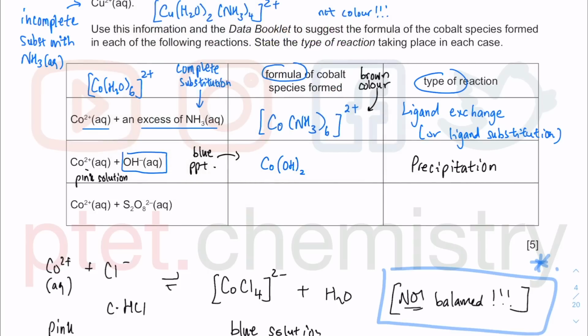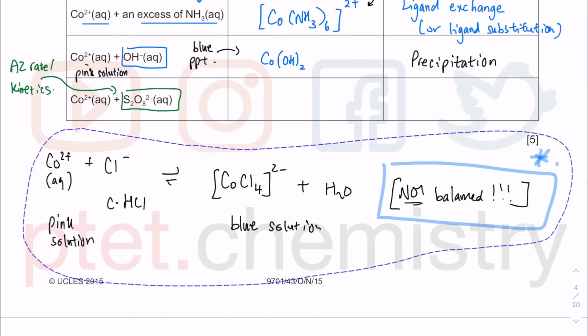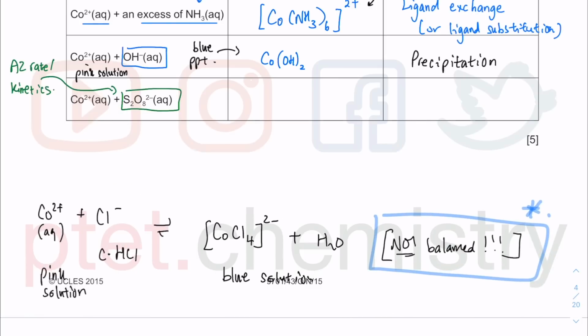This next bit of the question, this is to do with S2O8 2 minus. If you look under rate of reaction, rate or kinetics topic in A2 syllabus, you will know that iron 2 plus is used as a catalyst to react with this S2O8 2 minus and I minus. But here, you don't even have the I minus, it's just the Co2 plus reacting with that. And for that 5 mark, the most difficult thing is not the earlier bit of the question, but it's actually this last bit of the question.